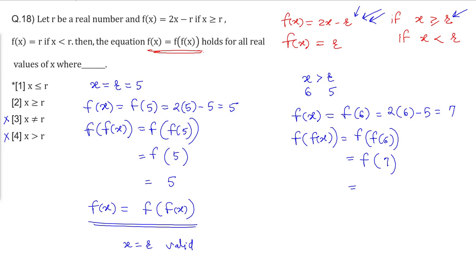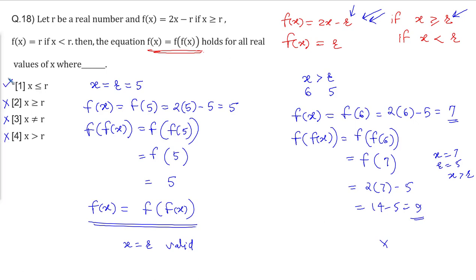Over here, the value of x is equal to 7 and the value of r is equal to 5. So over here, x is greater than r. So again, we are going to use this condition, that is 2 times x, 7, minus r, 5, that is 14 minus 5, that is equal to 9. This is not equal, everyone. These are not equal, that is why this is invalid. x greater than r is not possible. So option 2 is eliminated. So only option 1 is possible.